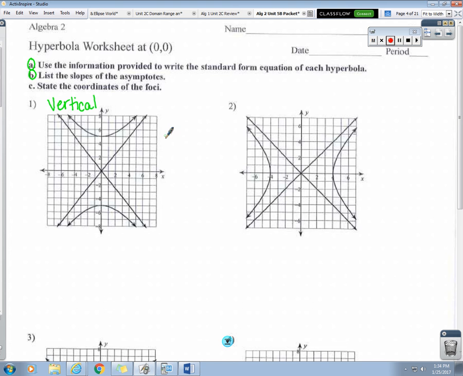Okay, which means we're using the equation where what comes first? Let's continue. Now that I see that this is a vertical hyperbola because it's opening up and opening down, I know to use the equation where y comes first. So y squared minus x squared equals 1. And then it's always over a squared first and then over b squared. Those stay in place with hyperbolas. It's these that flip-flop.